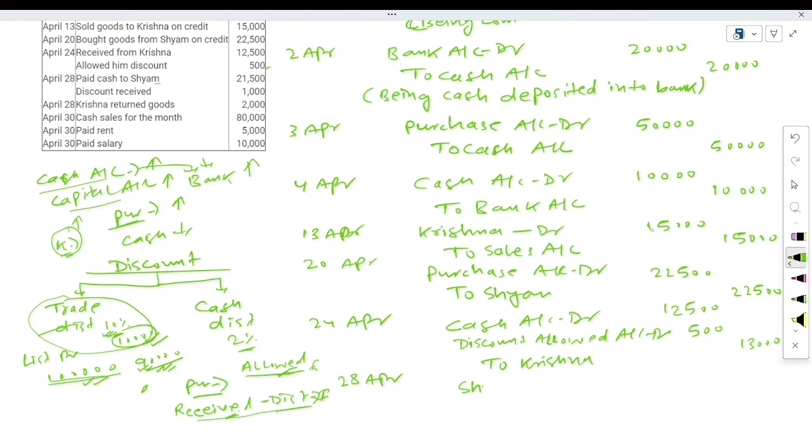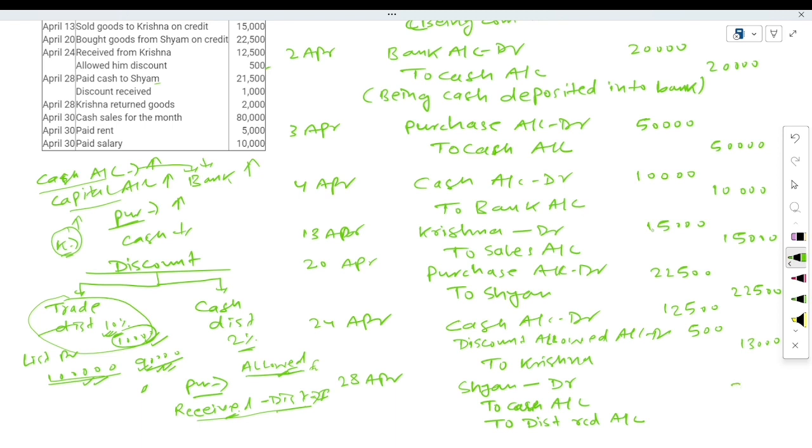Shyam. So the Shyam account will be debit because your creditor value will be decreased. Shyam is your creditor. You are paying to your creditor, it means your liability will be decreased, and decrease in liability will be debit. To cash. You are paying through cash, so it will be cash account credit. And to, you are receiving discount. Here discount received is an income, so we will write here discount received account.